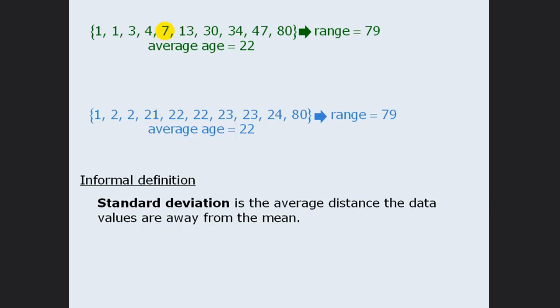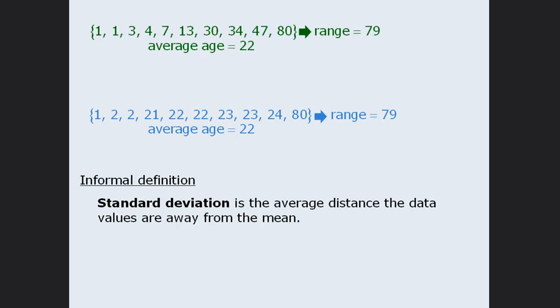This number is 15 units away from the mean, and this number is 0 units away. This number is 9 units away, and this number is 0 units away. This number is 8 units away, and this number is 1 unit away, and so on.